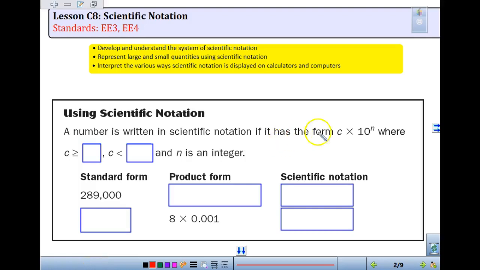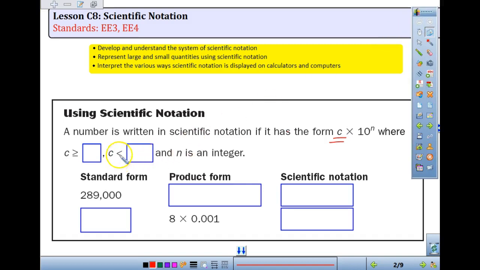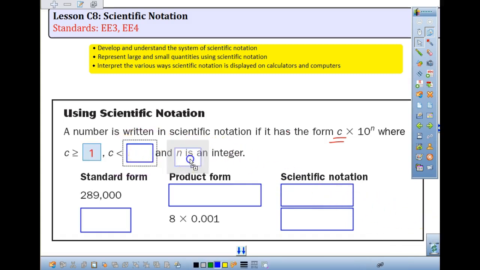First thing, the number C in scientific notation must always be a number where C is greater than or equal to 1 and less than 10.